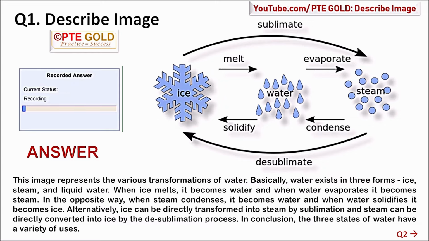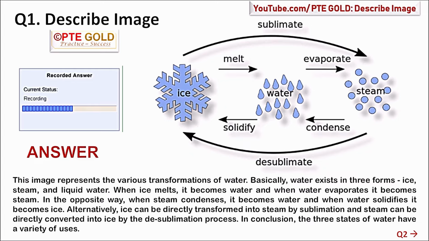This image represents the various transformations of water. Basically, water exists in three forms: ice, steam, and liquid water. When ice melts, it becomes water, and when water evaporates, it becomes steam. In the opposite way, when steam condenses, it becomes water, and when water solidifies, it becomes ice.